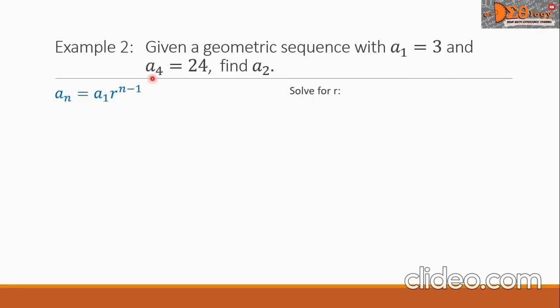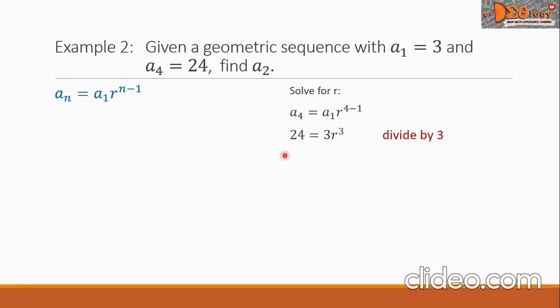Using the given, a sub 4 equals 24, let us first write this a sub 4 with regard to our general term formula. It means a sub 4 equals a sub 1 times the ratio raised to 4 minus 1. We will substitute this a sub 4 value as 24 and this a sub 1 as 3 respectively, as given in our problem here. And for the r, that is raised to 4 minus 1, which is 3.